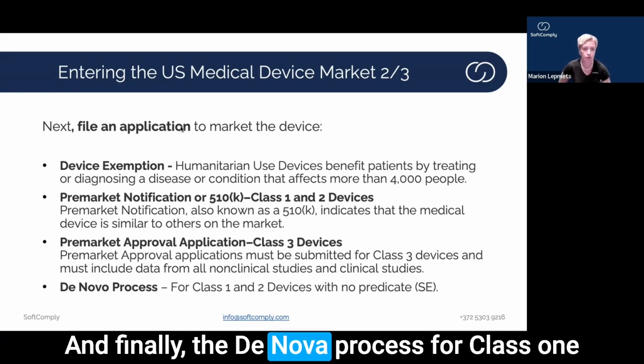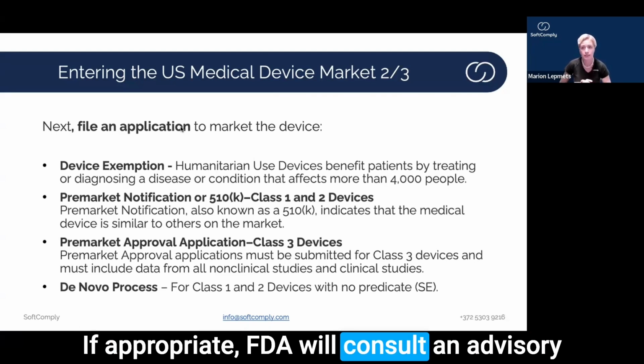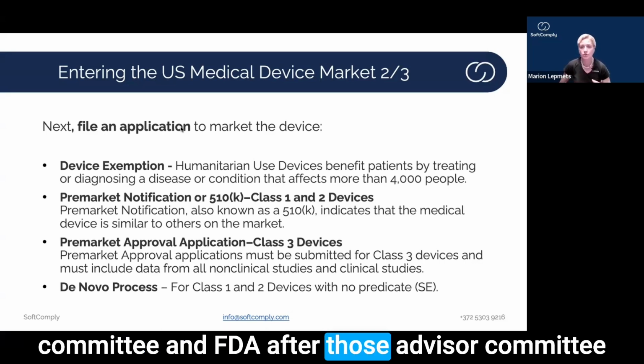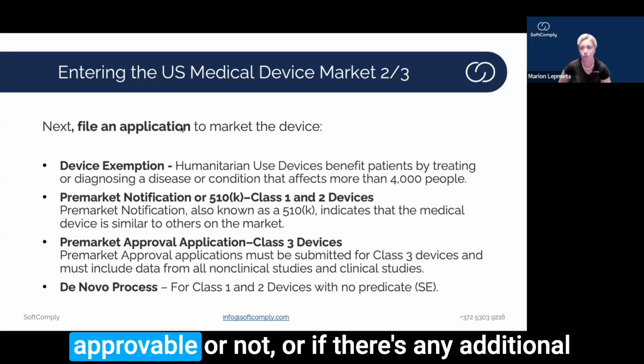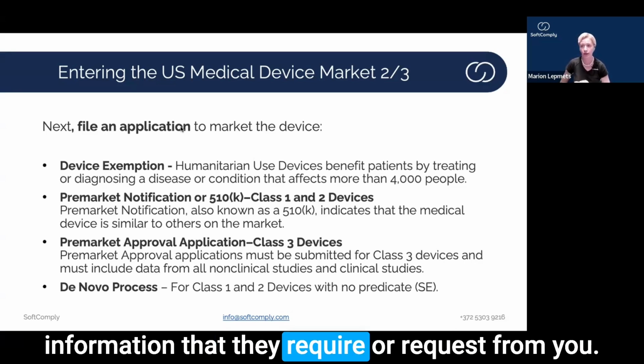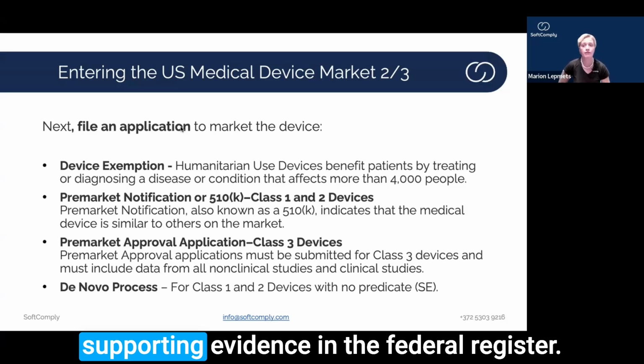And finally, the de novo process for class 1 and 2 devices without any predicate out there. If appropriate, FDA will consult an advisory committee. FDA, after those advisory committee meetings, then decides whether the device is approvable or not, or if there's any additional information that they require or request from you. By law, FDA must publish its decision with all supporting evidence in the Federal Register.